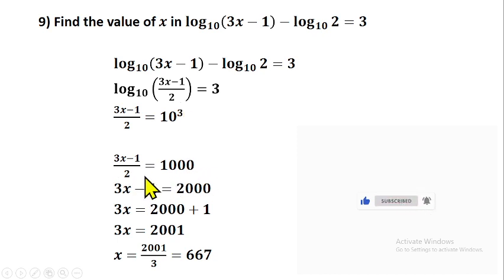So you can cross multiply from there. 2 multiply 1000, that should give us 2000 equals 3x minus 1. Collect like terms from there. We have 3x equals 2000 plus 1, which is going to give us 2001. Divide both sides by 3, x will equal 2001 divided by 3, and that should give us 667 as the value of x.